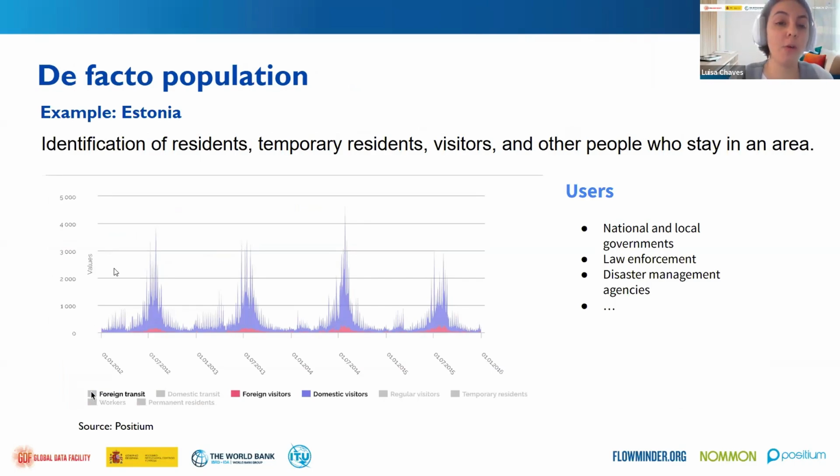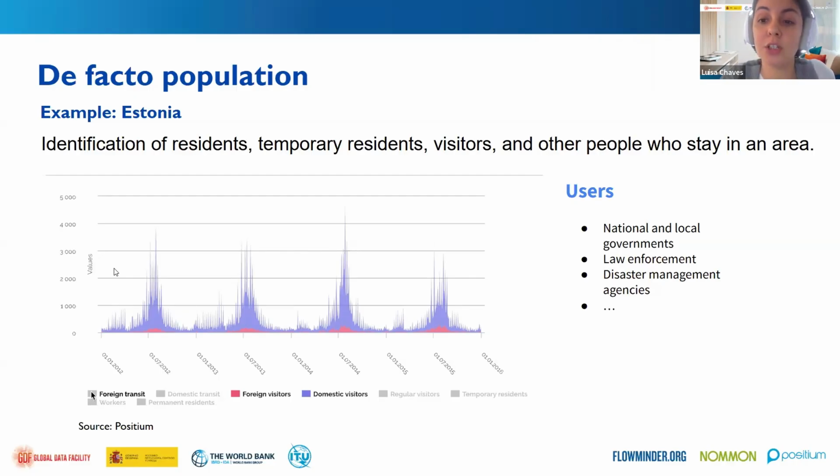Here we have a real example from Estonia. In 2012, the Estonian police and border guard needed accurate and up-to-date population statistics. Their goal was to better plan the distribution of patrol units across the country. They turned to mobile phone data to estimate de facto population.